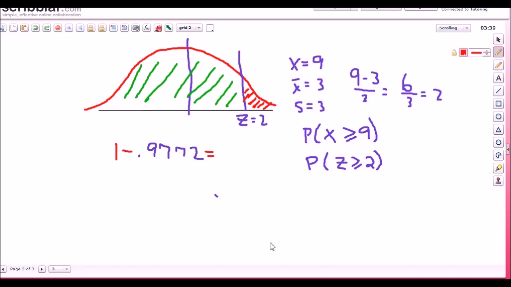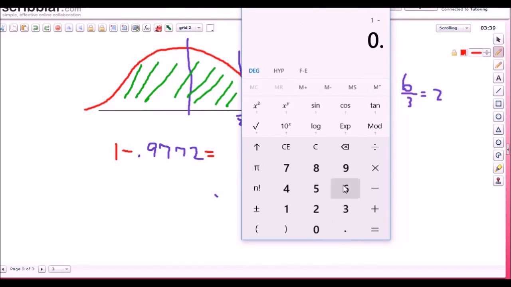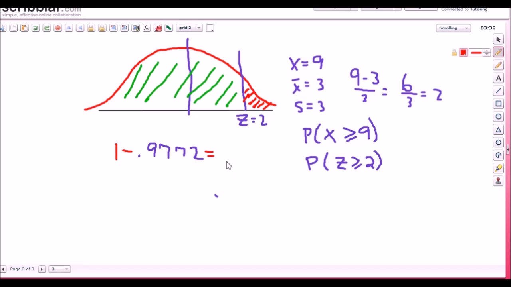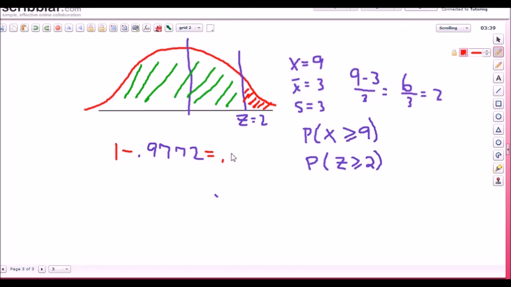So let's do that real quick here. 1 minus 0.9772. There it is, 0.0288. Oh, I'm sorry, oops. 0.0228. Okay, keep that number in mind as we're doing the next two problems. So that's the probability over here.